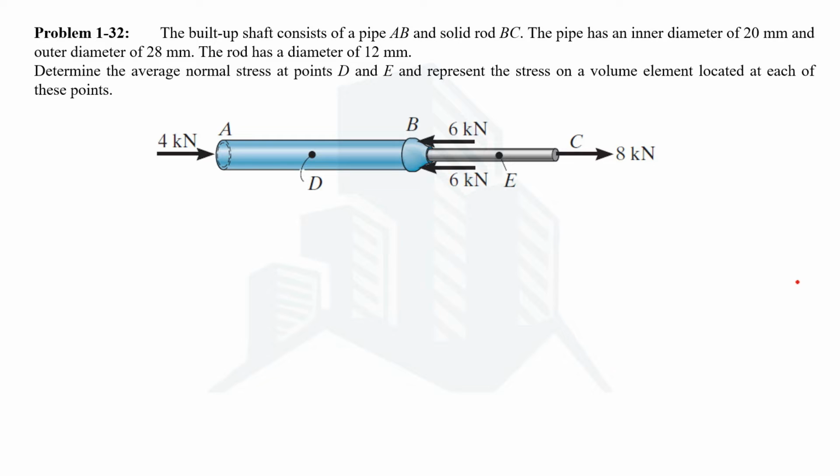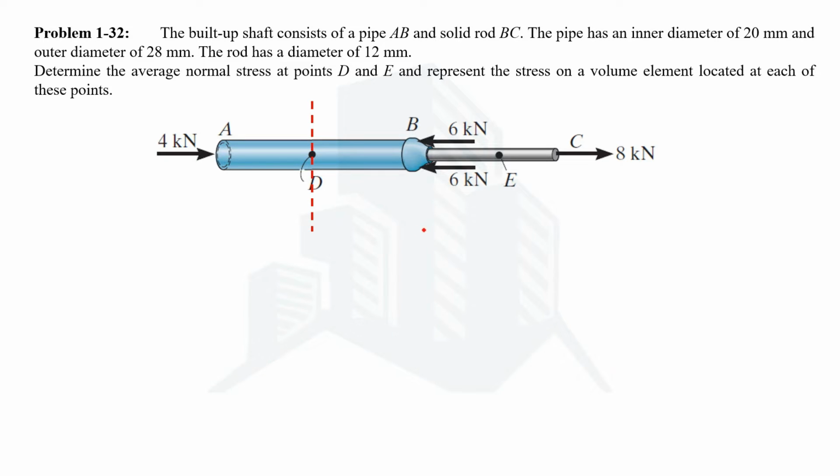So let's first determine the average normal stress at point D. In order to calculate the normal stress at any point, we need force and area. So this is the point where we want to calculate. First we need to know the force. Area can be calculated because the inner and outer diameters are given, because this pipe between A and B consists of a built-up shaft. To know the force, we need to cut at point D and take any portion.